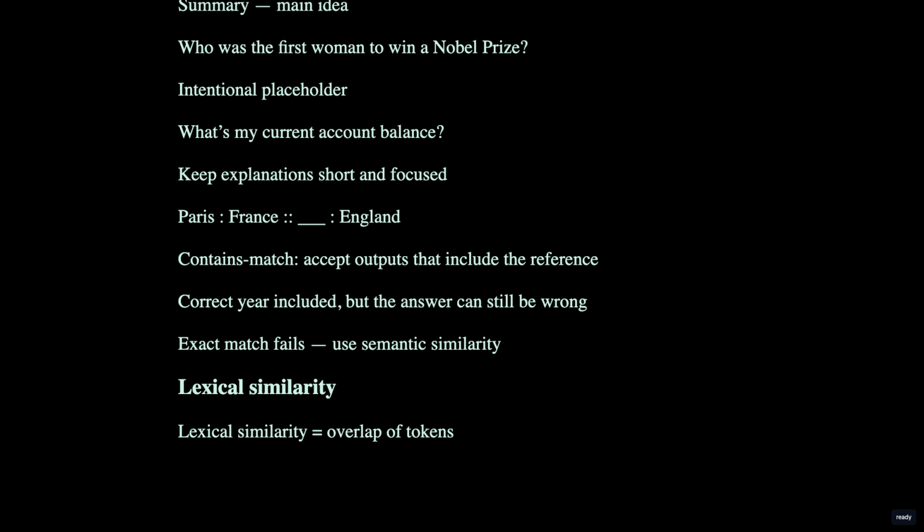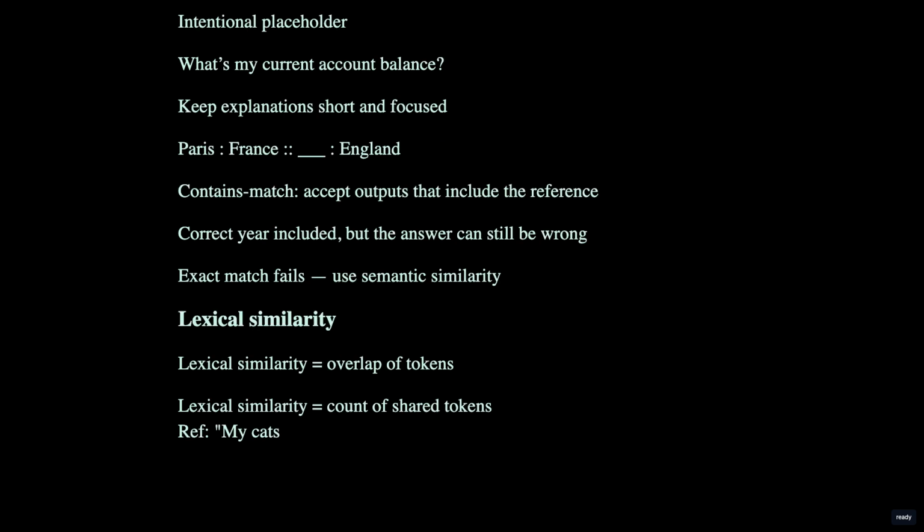Then compute overlap, for example using shared token counts, the Jaccard index on token sets, or cosine similarity on token count vectors. A simple lexical similarity measure just counts how many tokens 2 texts have in common. For the reference, my cats scare the mice, we compare which words appear in both the reference and a generated response. The overlap size is the score. This ignores order and meaning, so it's a blunt metric.